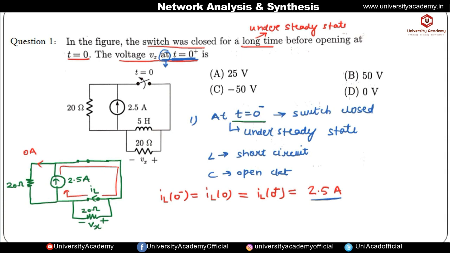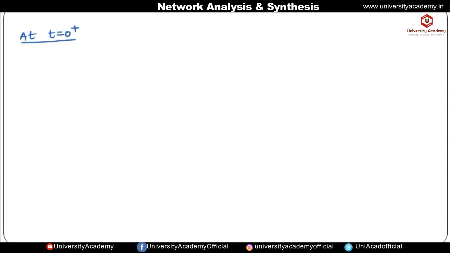So now at t equal to 0 positive, this inductor will be replaced by a current source whose value will be 2.5 ampere, and its direction will be in this direction. Okay, so let us draw the circuit. Also, at t equal to 0 positive, that is after t equal to 0, at this instant our switch will become open. Okay, so let us draw the circuit.